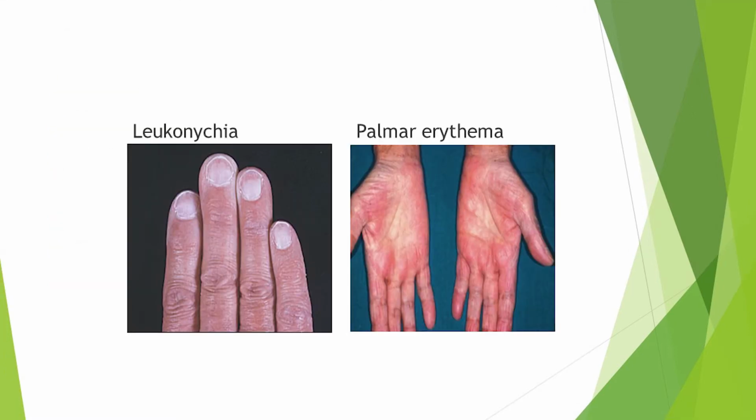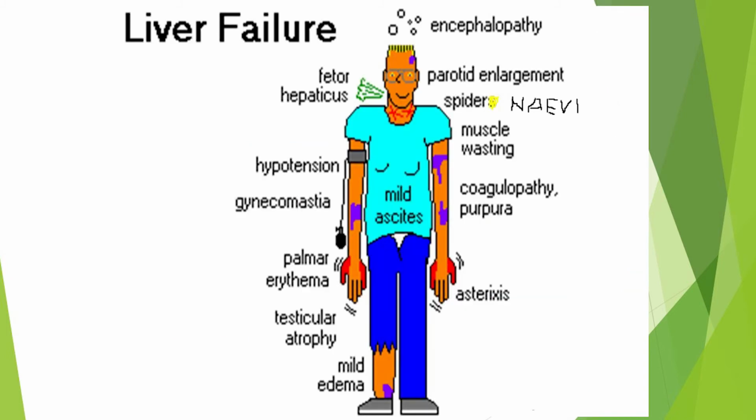You can see two pictures. That is leukonychia. It is due to hypoalbuminemia. The other is palmar erythema. In palmar erythema, there is central sparing, that is, the central part of the palm of the hand is white and surrounded by a plethoric area. This is a known feature to you.